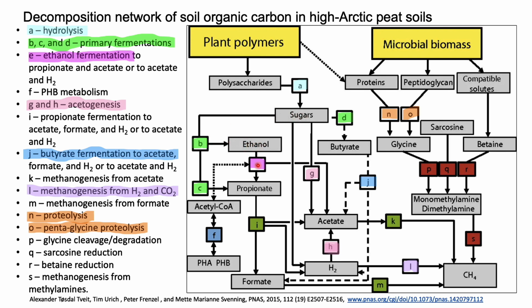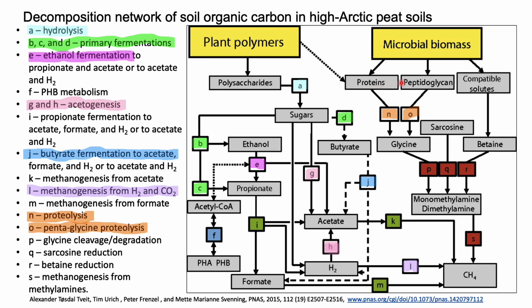And once the ethanol is produced, it undergoes the next reaction, E, that is ethanol fermentation to propionate and acetate, or to acetate and hydrogen. So ethanol is now getting converted to propionate, and this undergoes the reaction I. What is this reaction I? The propionate fermentation to acetate, formate and hydrogen, or acetate. So this leads to formate formation, and the formate now undergoes a reaction called M. M is nothing but methanogenesis from formate. So that leads to methane. So this is how polysaccharide can be degraded to methane.